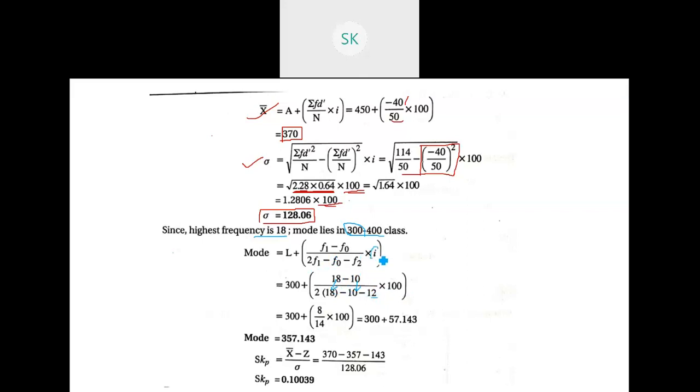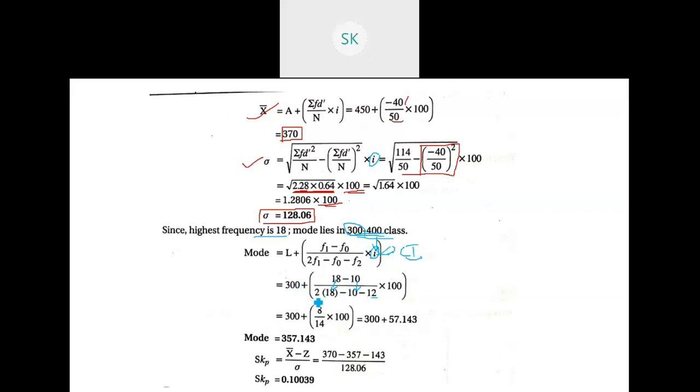I is 100. Don't forget to multiply I here. In all the skewness formulas you will usually have I for all the formulas to be calculated. In the mode formula I is always there. This is the difference between the class interval of modal class. If you check the other mode formulas also, I is always present, because whatever is the difference between the modal class, that has to be considered.